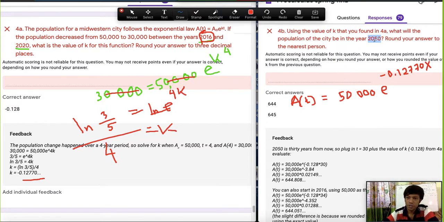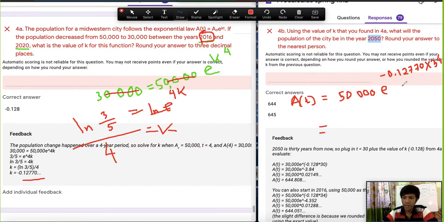what? Into time. What is the time now? This is 2050, and we started from 2016, right? So how many years here? From 2020 to 2050, how many years? 20 to 30, 10 years. 30 to 40, 10 years. 40 to 50, 10 years. So 30 years plus 4. That means a total of 34 years.